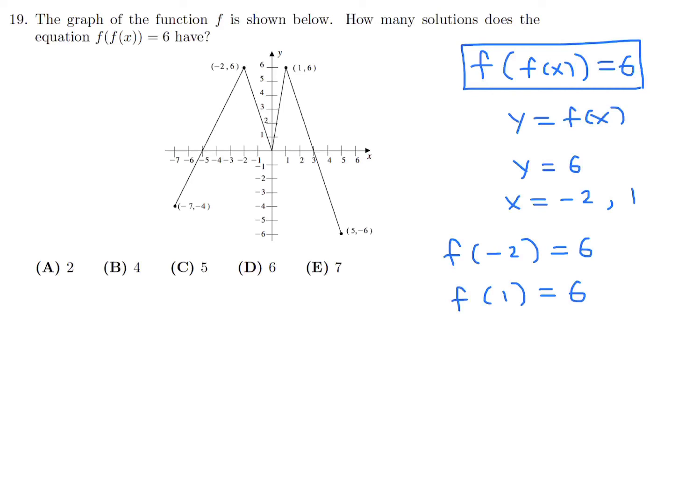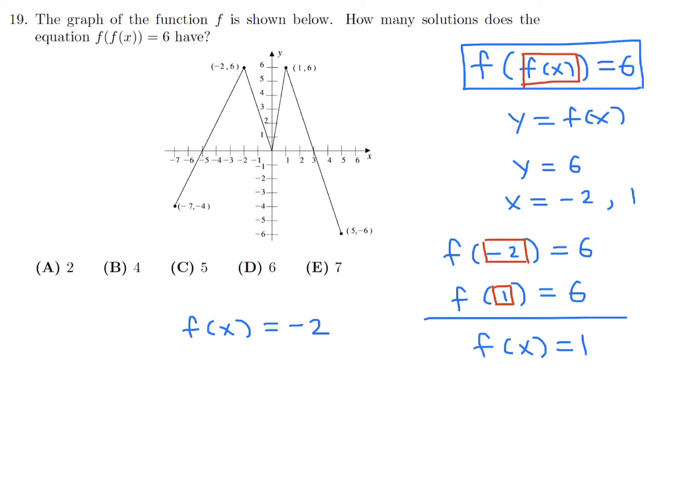Okay? I hope that's clear. If it is clear, then we can proceed, concentrating on the fact that we now need to look at this guy right here and compare it to these numbers. Okay? So from the first one, we get f at x is equal to negative 2. And the second one, we get f at x is equal to 1.